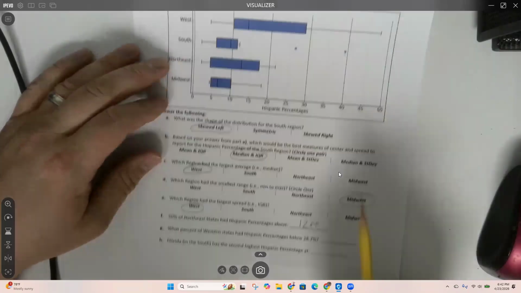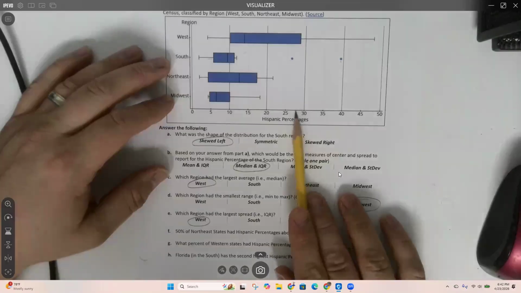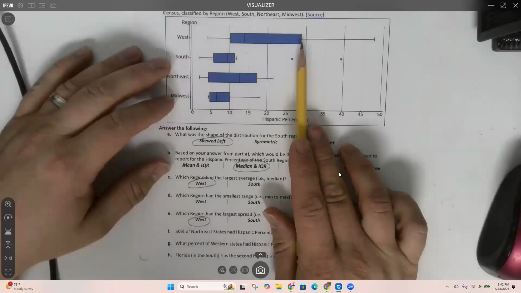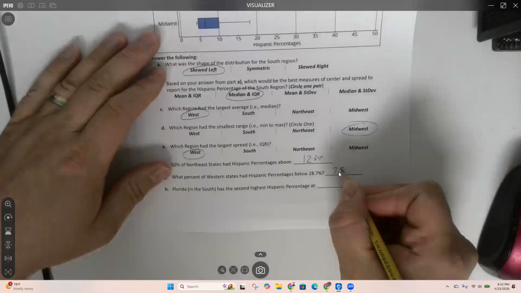You guys got it. So 28 is right around in here, 28.7. That lines up with this edge of the blue box, which is the third quartile. Third quartile is 75% of your data is below that. 75%. Good.